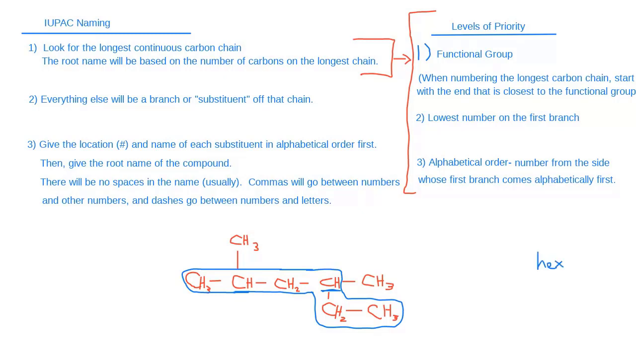Now, do you all know what the first 10 hydrocarbon names are? Methane, ethane, propane, etc. Okay. So this is going to be hexane. So now everything that's not part of the longest chain is going to be a branch. So I'm going to circle those branches separately.